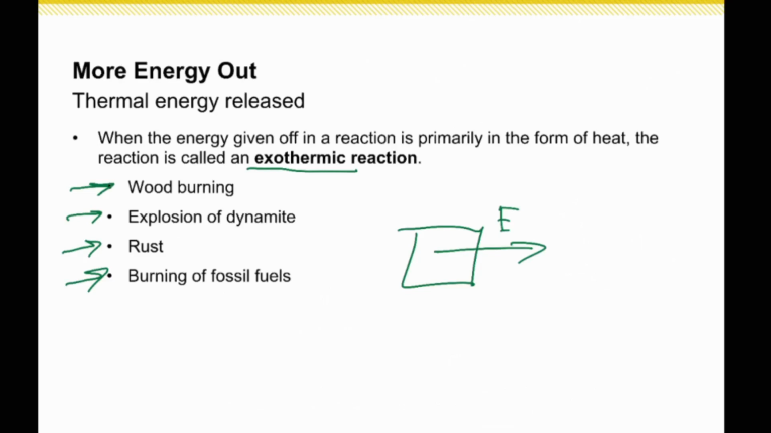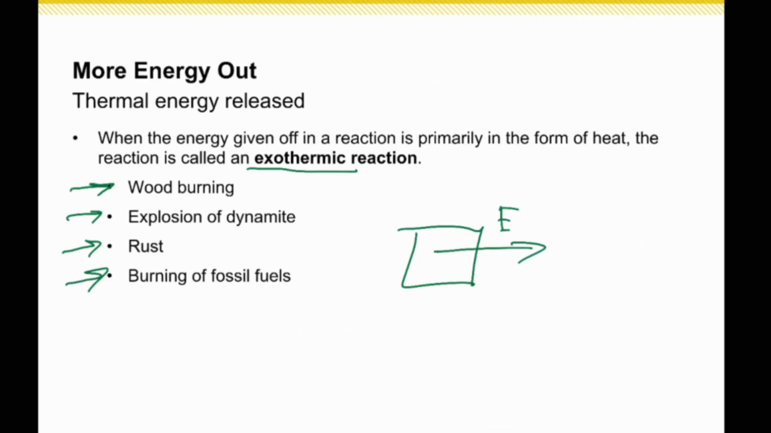And so I implore you to always think about what you see. Don't think about this on the particulate level. It gets too confusing. Think about it just on the macroscopic level. Wood burning, does that create heat? Yes or no? Yeah, we know that burning wood creates heat, so therefore energy must be leaving overall. So that would be exothermic. Explosion of dynamite, does that create heat? Well, yeah, it does. So that's exothermic.